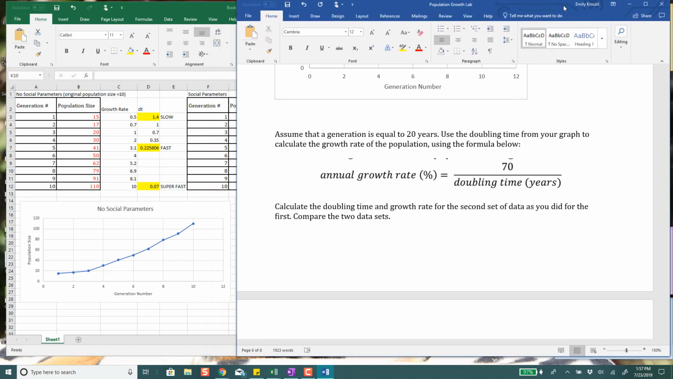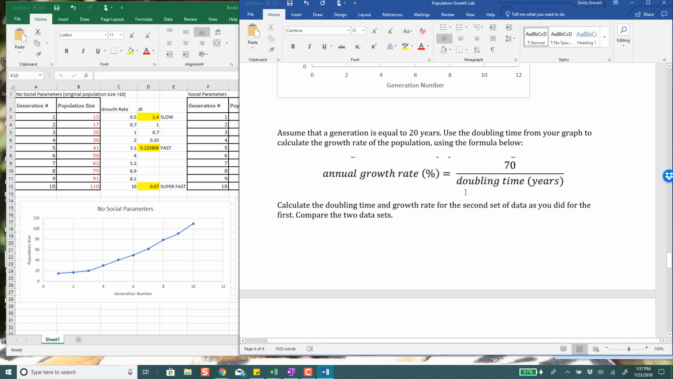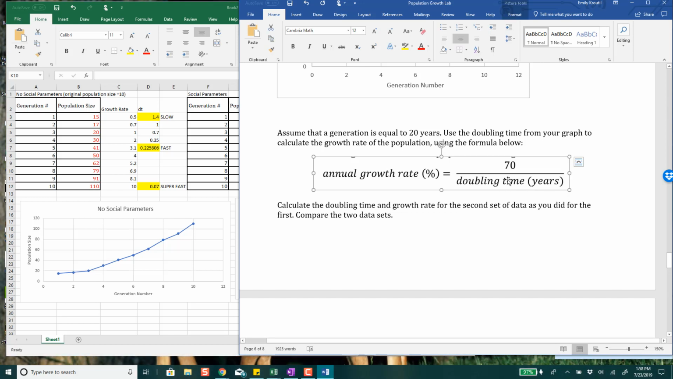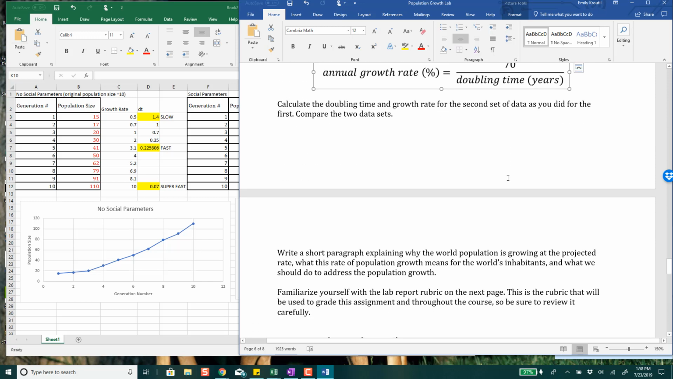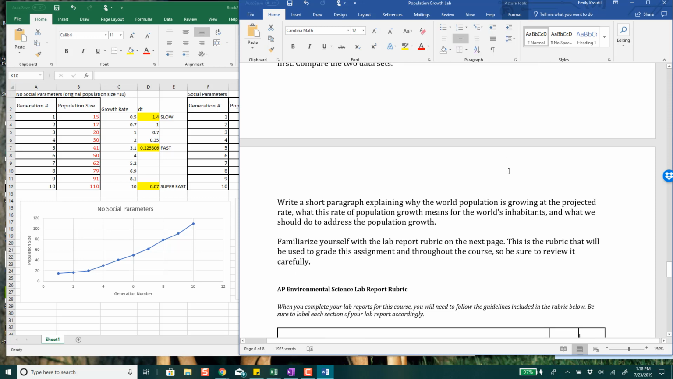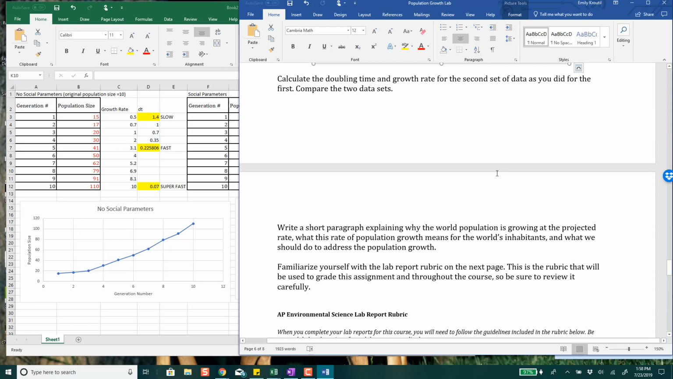So we're going to assume that a generation is equal to 20 years. Okay. So we're going to use the doubling time from the graph to calculate the growth rate of the population, using the formula below. This is the rule of 70 that we already did, basically. We just kind of did it backwards. And then you want to calculate the doubling time and the growth rate for the second set of data, just like you did with the first, and then compare the two.